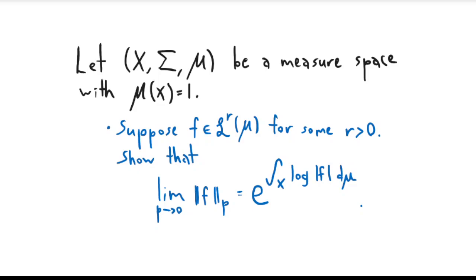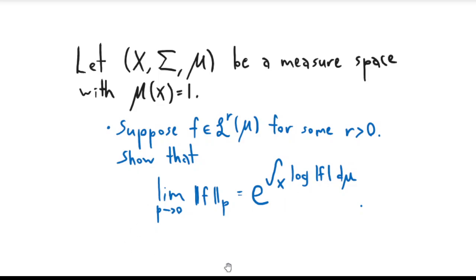Okay, so in this video we're going to do another measure theory related problem. And this is answering the question of if the measure of your space is equal to 1, what is the limit of the p-norm of a function as p goes to 0? And it ends up being this interesting expression here. And we want to show that this is true for any function that has a finite r norm for at least one r greater than 0.